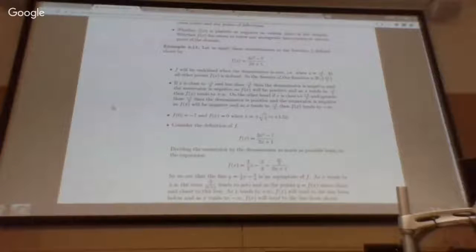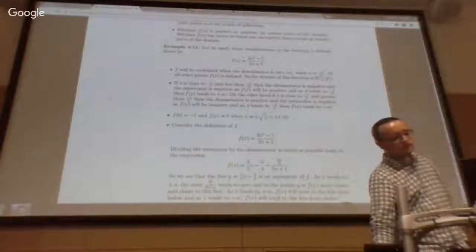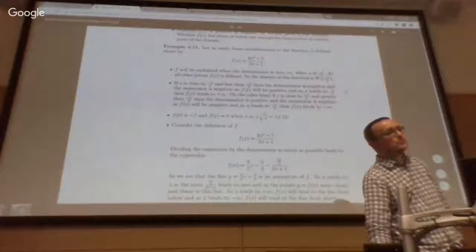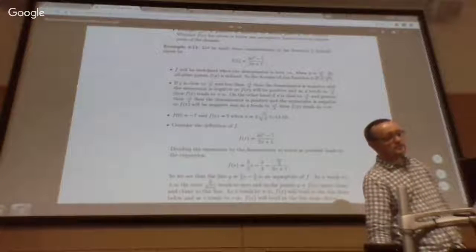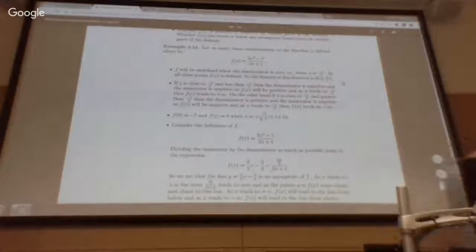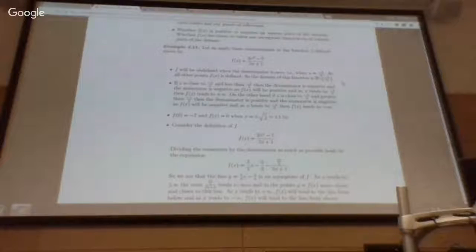So this is the set difference here: the real numbers less the point minus a half. Okay, so the domain of the function is that subset of the real numbers. Okay, so exactly what is the function doing when you get close to minus a half?